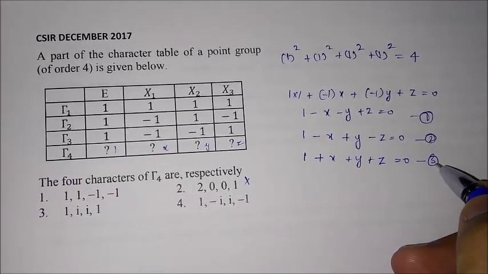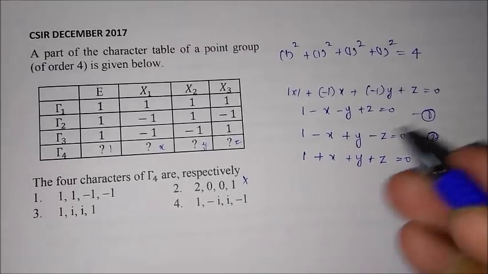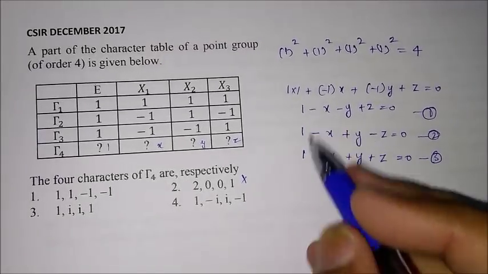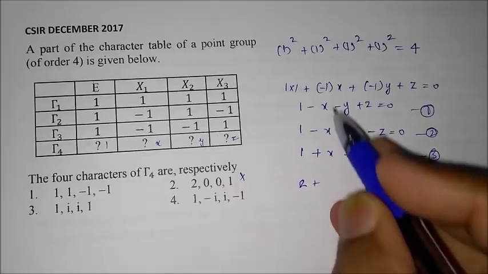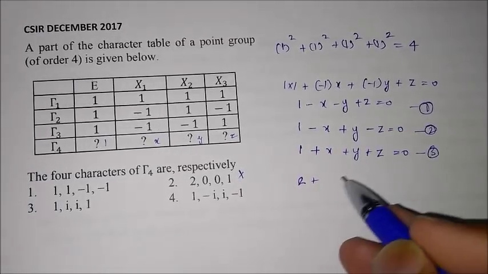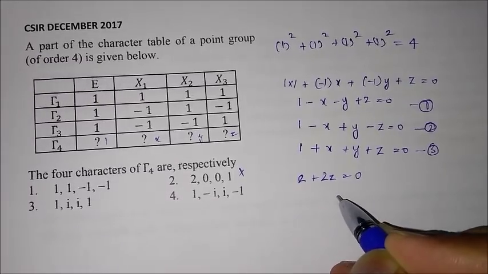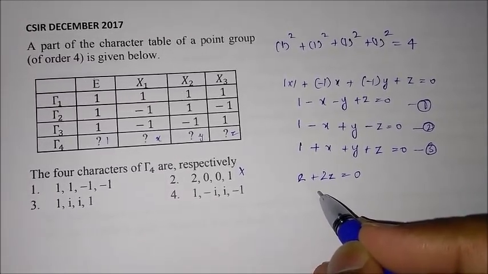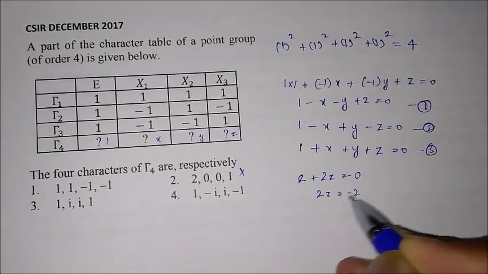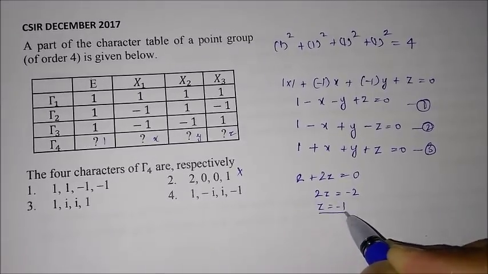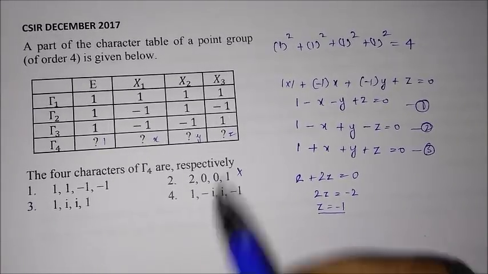You just add the first and third equations. When you add these two, 1 plus 1 will become 2, this x will cancel out, this y will cancel out, and z plus z will be 2z, which is equal to 0. So you will get 2z equals minus 2, so z is equal to minus 1.